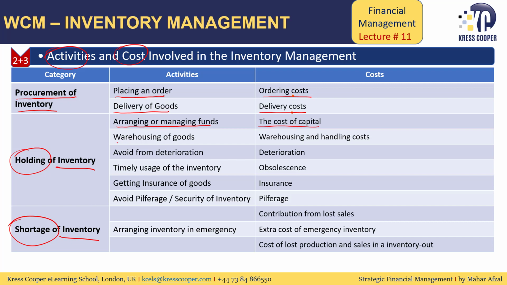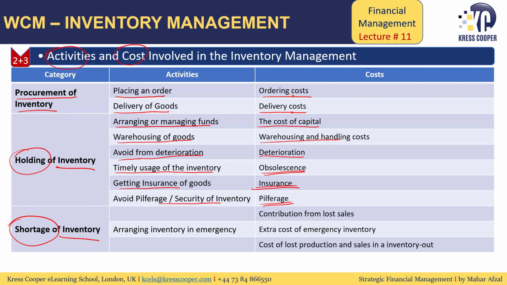In holding, my activities are warehousing of goods, and the related cost is warehousing cost. Avoiding deterioration has its cost. Another activity is timely usage of the inventory. If we are not using it, ultimately the cost will be obsolescence cost. Getting insurance of the goods, the related cost will be insurance cost. Avoiding pilferage and securing the inventory, the related cost will be pilferage in case this happens.